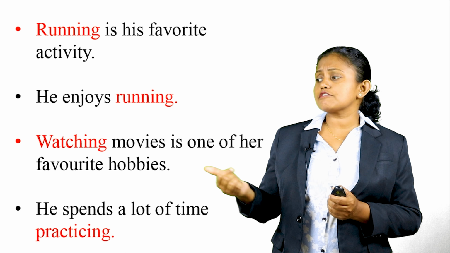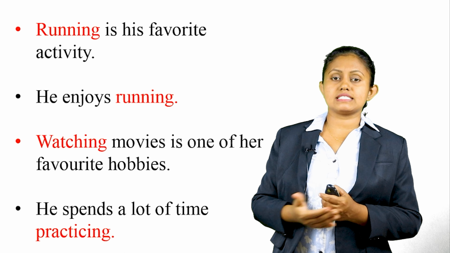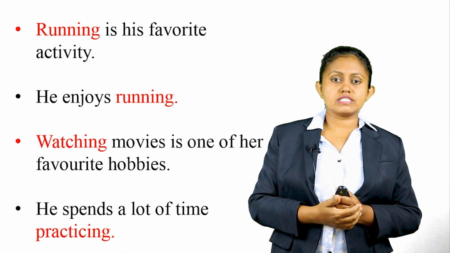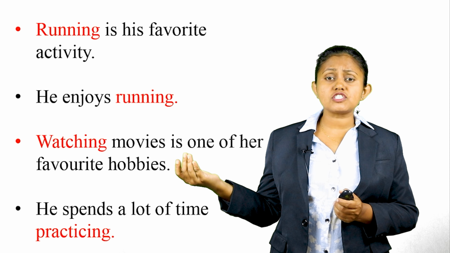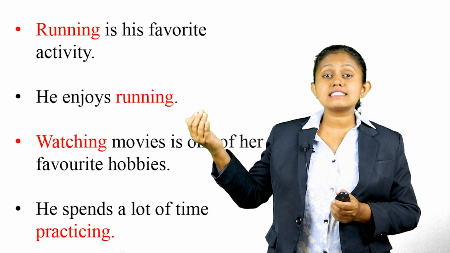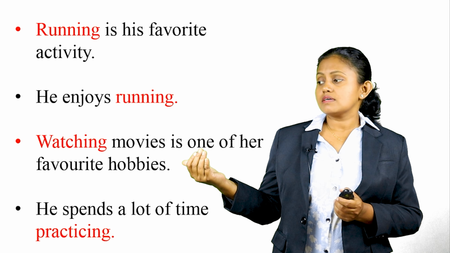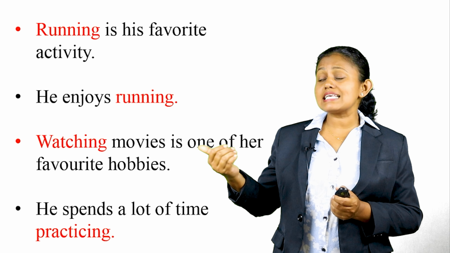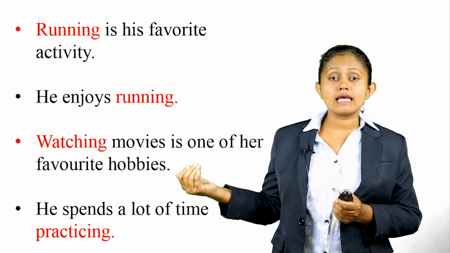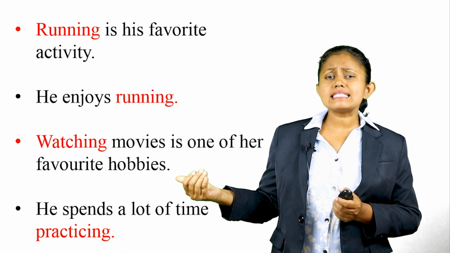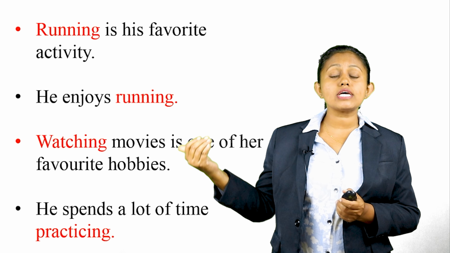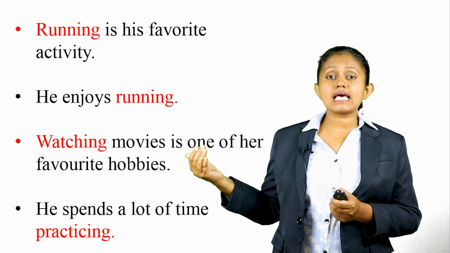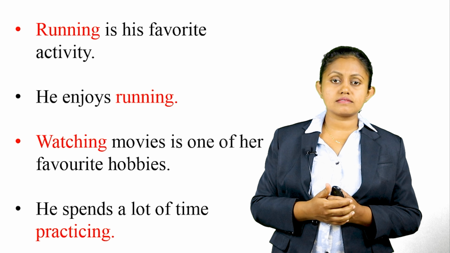Next example. Watching movies is one of her favorite hobbies. Watching movies. Here, watching is a gerund. So, it functions in this sentence as a noun. Next example is: He spends a lot of time practicing. Here in this sentence also, the word practicing is a gerund. It functions as a noun of this sentence.